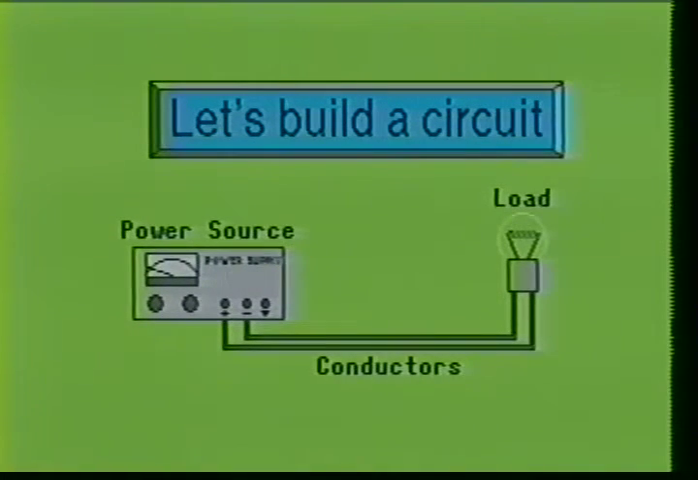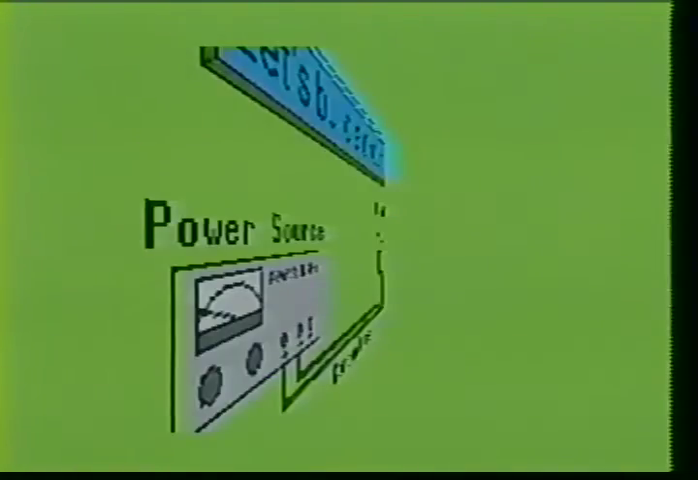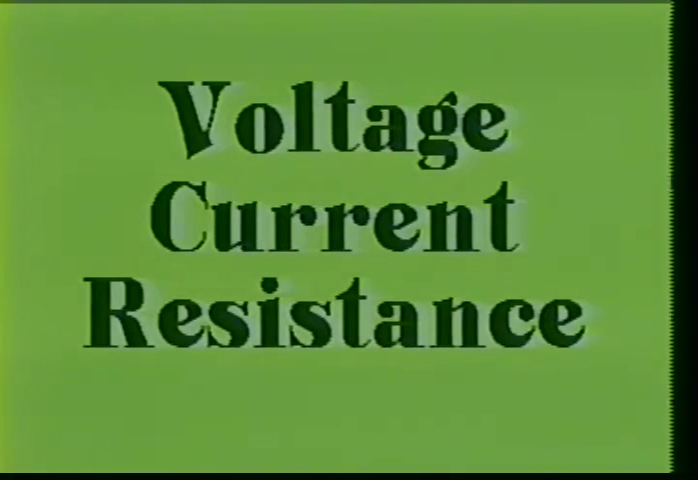Now that we've seen what it takes to make a functioning circuit, let's find out what voltage, current, and resistance are and see how they relate to one another.